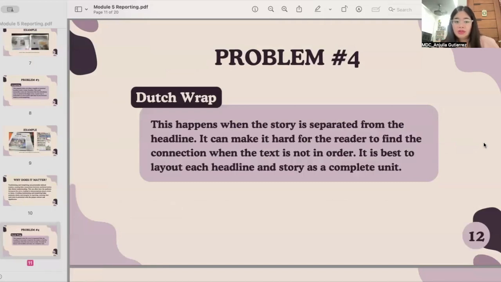So this happens when the story is separated from the headline. This commonly happens in newspapers, thick newspapers, I suppose. So it can make it hard for the reader to find the connection when the text is not in order, when your headline is totally separate from the story itself. So it is best to lay out each headline and story as one complete unit.